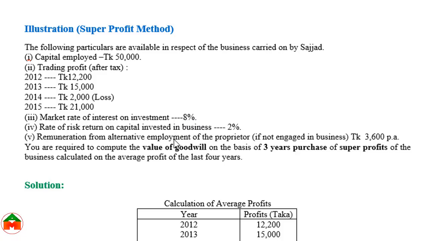Remuneration from alternative employment of the proprietor if not engaged in business is 3,600. If the proprietor is not engaged in this business, he or she will get 3,600 per annum. That means there is an adjustment for the profit. You are required to compute the value of goodwill on the basis of 3 years purchase of super profit of the business calculated on the average profit of the last 4 years.